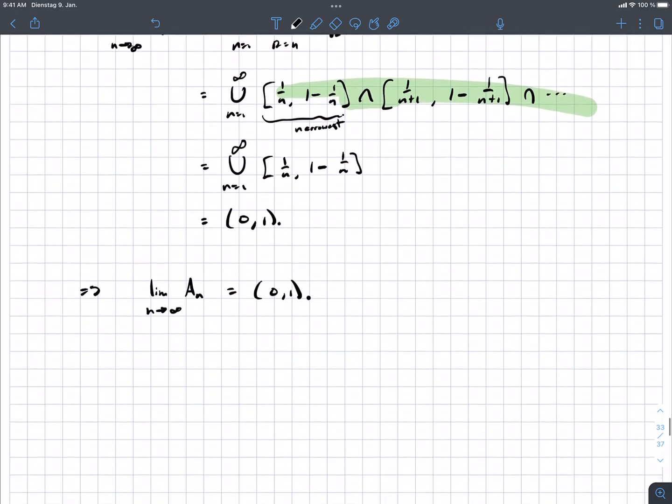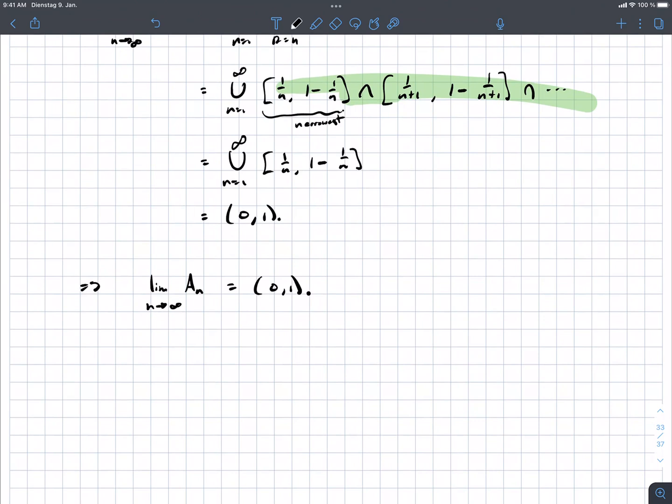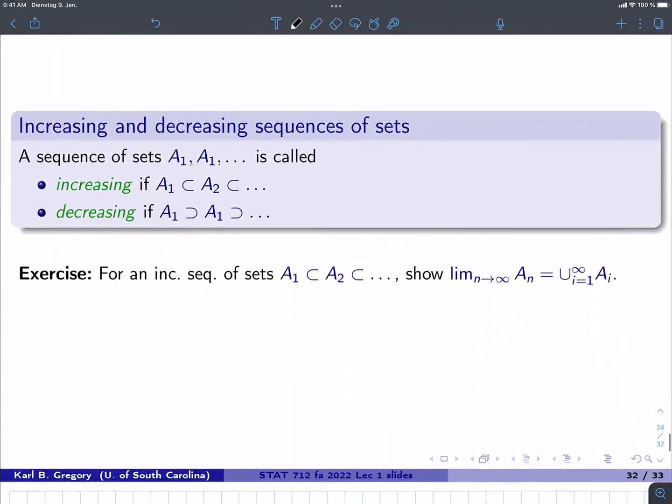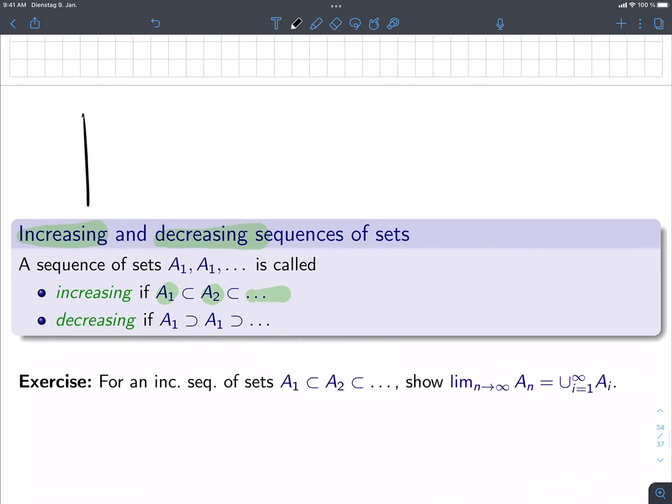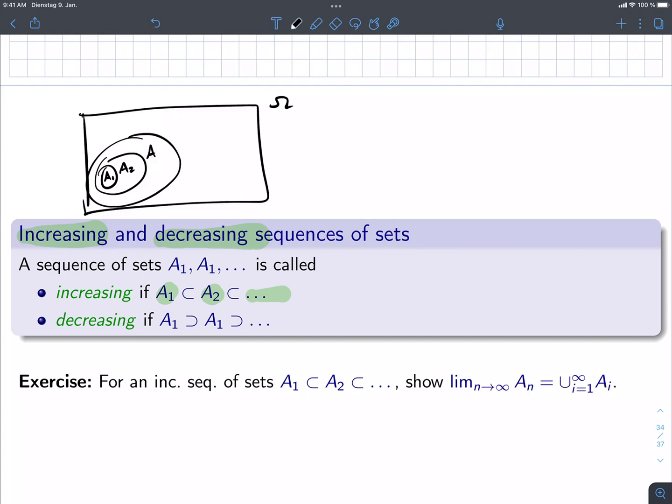All right. Now, another concept we need to touch on before we leave these Lecture 1 slides behind is the concept of increasing and decreasing sequences of sets. We call a sequence of sets increasing if each one is contained in the next one. So a picture of that might look like this. Here you've got A1, then you've got A2, which contains A1, then you've got A3, and then you've got A4, and then A5.